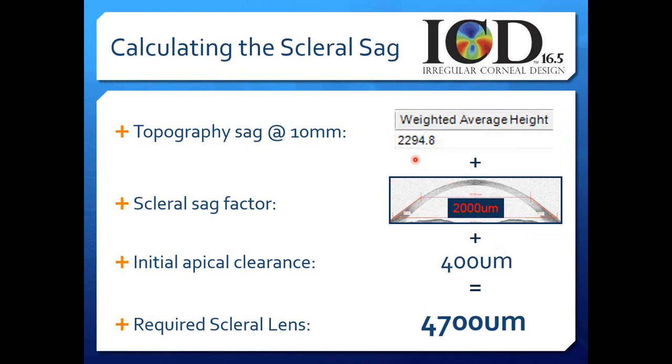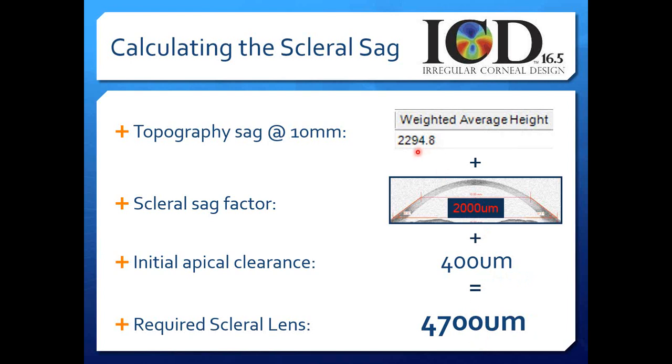In this case, our corneal topographer told us that the sagittal depth of the cornea was 2,300 microns. We know the average depth of the anterior chamber from 10 millimeters, where the topographer measures to 15 millimeters, beyond where the topographer will measure, averages about 2,000 microns. In other words, if our corneal topographer can measure the corneal sagittal depth, then we can use this 2,000 microns as an average depth of the anterior chamber. Then you add in your apical clearance, and that gives you the final lens you need.